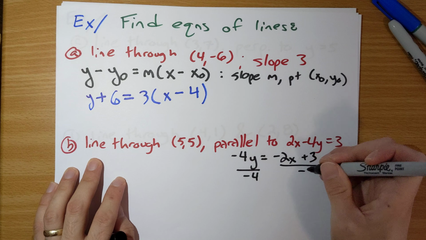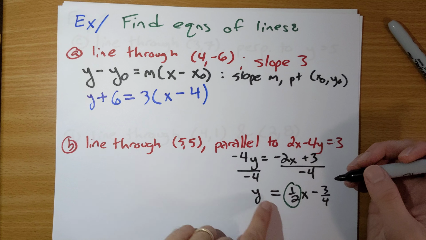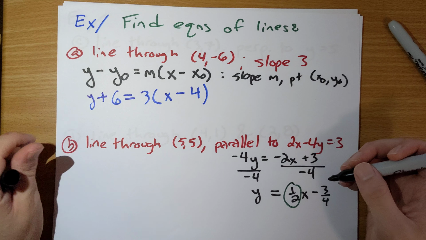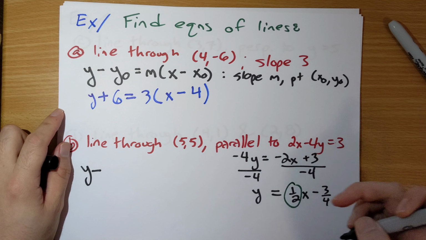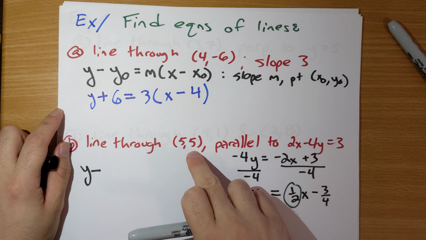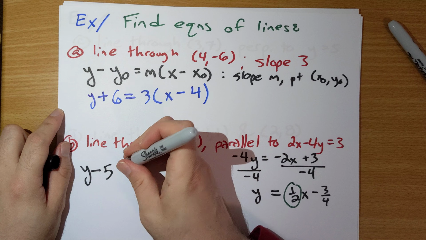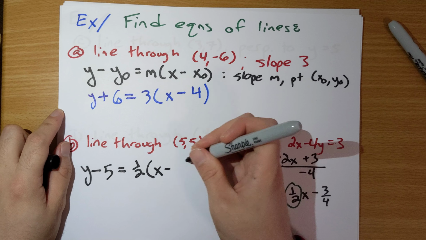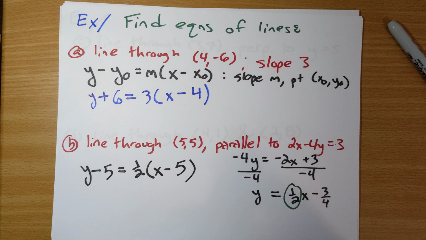Okay, so what is going to be our final answer here? We again use y minus y naught is equal to m times x minus x naught. And so this will be y minus 5 is equal to 1/2 times x minus 5.